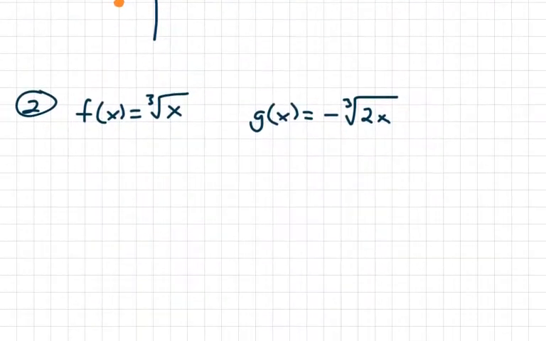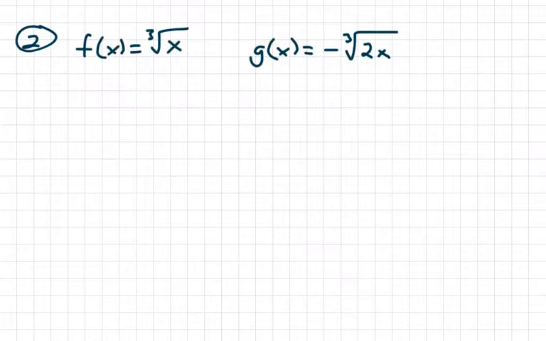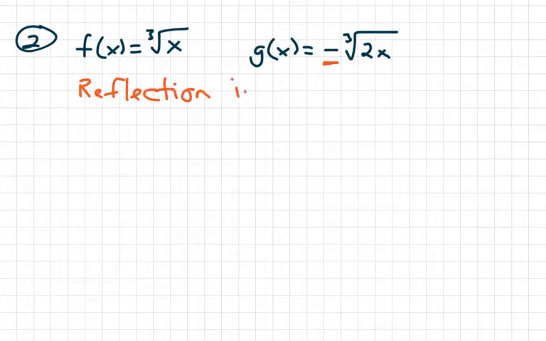For number 2, we got a couple of different transformations. We deal with the negative first, okay? That tells us that it is a reflection. It's negative, so we have a reflection in the x-axis. Okay, that's what the negative tells us. And then, let me switch to green here.